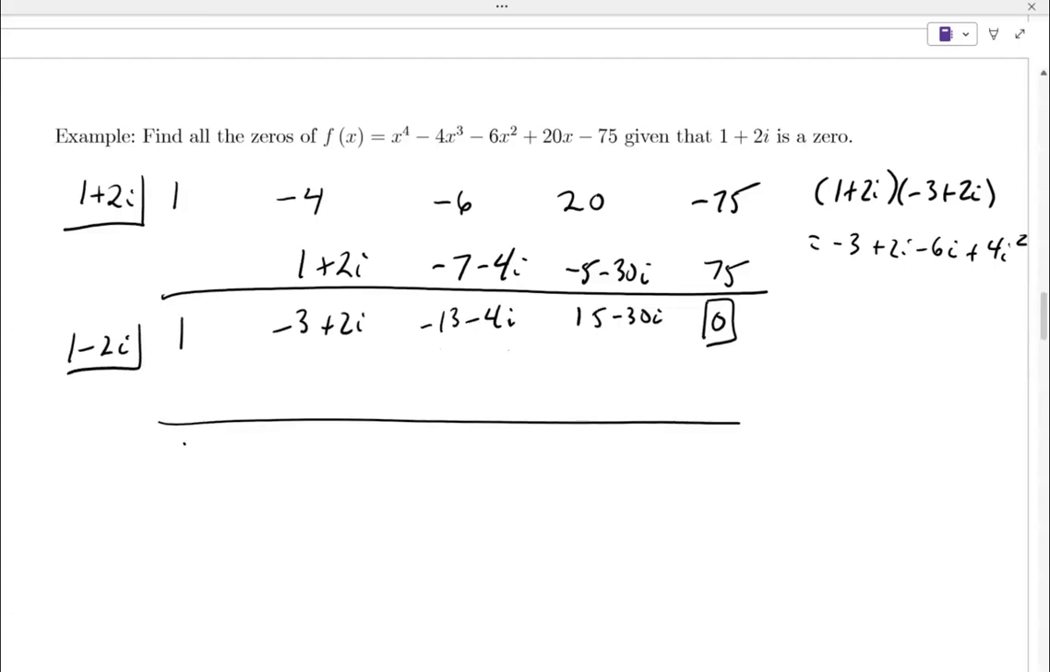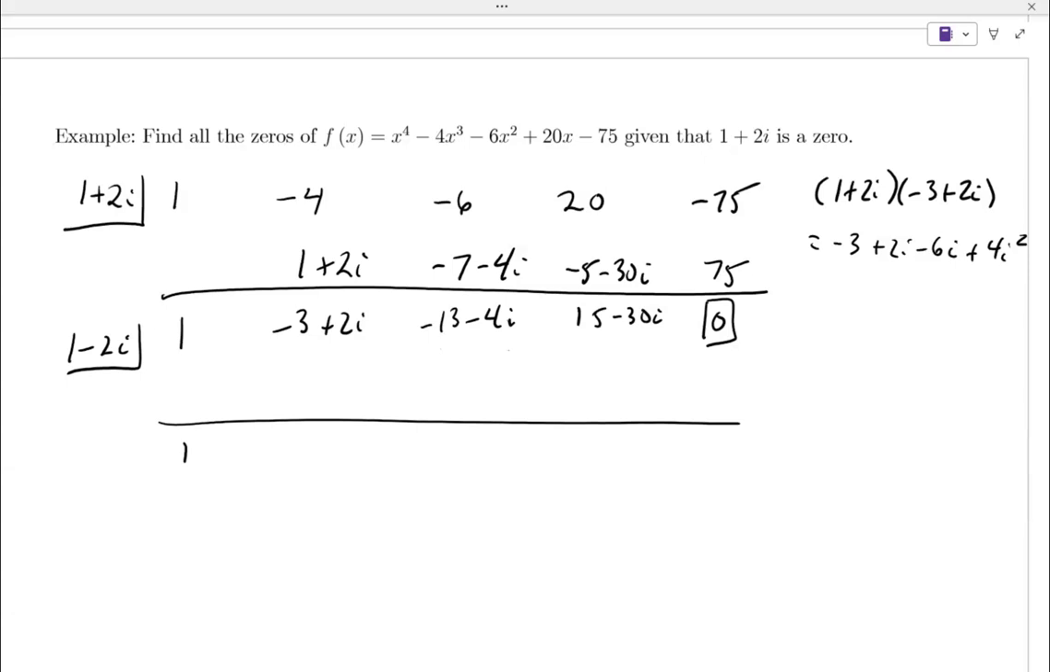Same process. Bring down the 1. Now again, we said that at this next stage, what has to happen? The i's are going to cancel, right? So when I do this multiplication, I have a plus 2i up here. I better get a minus 2i here, right? We've got a minus 4i here. We better get a plus 4i here, right? So you know what the answers have to be as you're going along, or at least part of the answers as you go along. So it helps you keep track of if you're going to make a mistake or not, right?